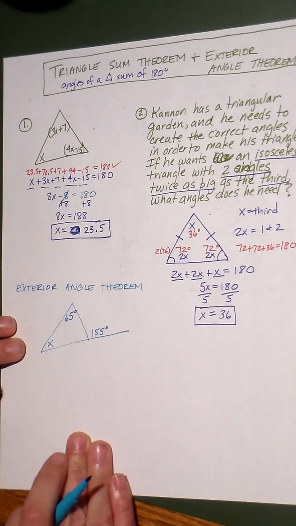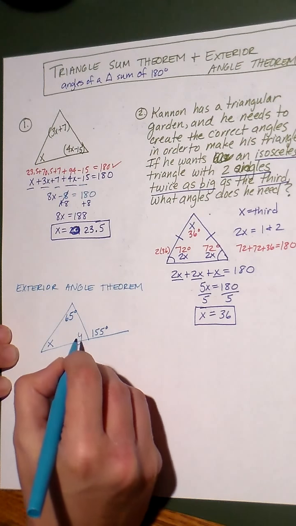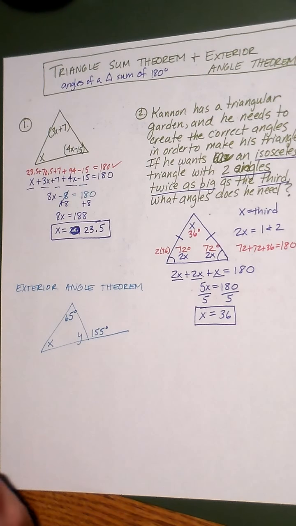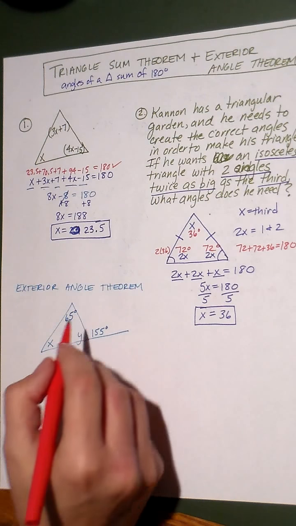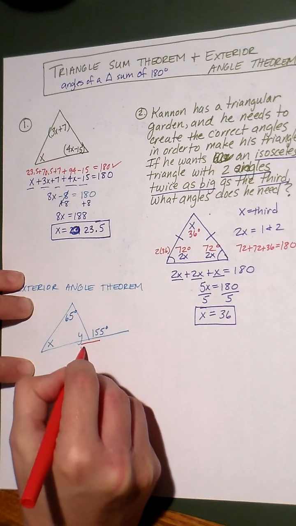And I want to know what is x. Actually, I'll put y there. What's x and what's y? There's two ways you can approach this. The first thing is to find y first. And these guys make a linear pair.